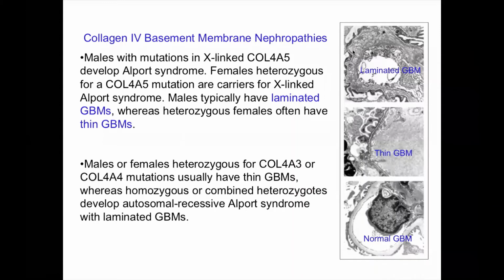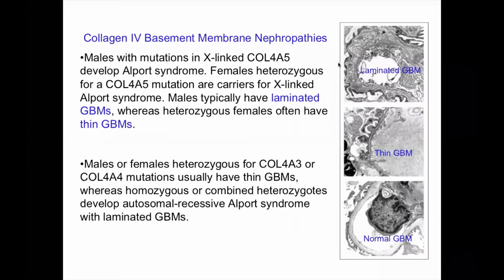Sometimes they say we may have bits and bits of the lamina densa, which is called bread crumbs. All of these abnormalities on electron microscopy make us think, are we dealing with Alport syndrome? If you think we are dealing with Alport syndrome, you have to do the immunofluorescence for collagen 4 alpha chain 5 and alpha chain 3.